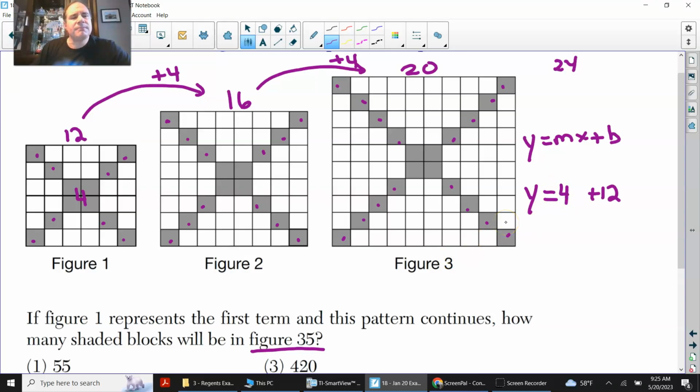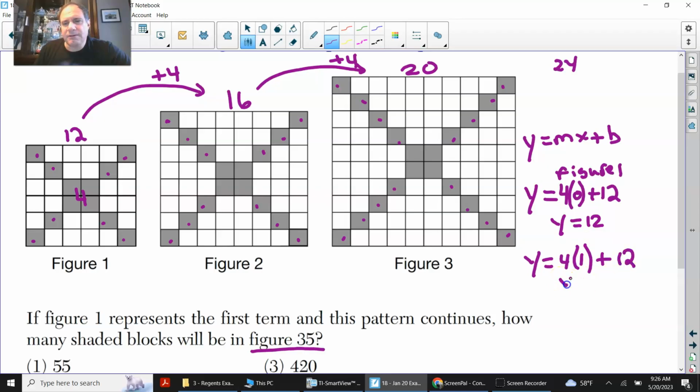But the problem is that the initial value is usually the y-intercept, and when the y-intercept is the initial value, the x is 0. So I'm going to put a 0 in, and this is figure 1. So for the 0, that represents y equals 12, and that works out. Then I'm going to try it for figure 2. For figure 2, I'm putting in 1, and that is y equals 16. And that seems to work out.